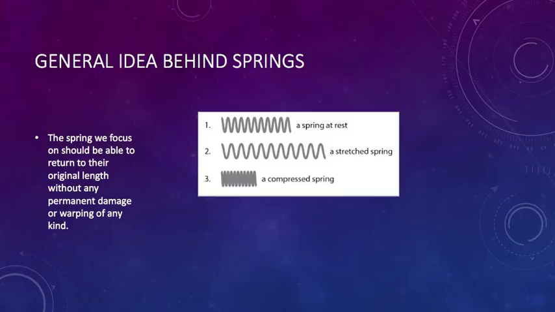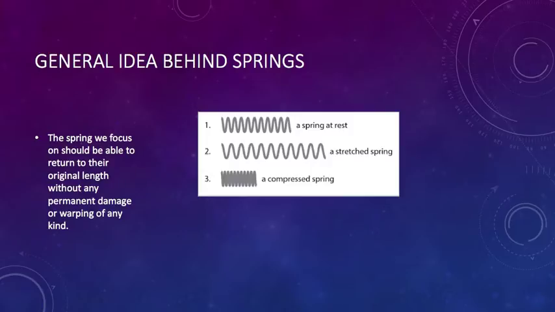As noticed on the diagram to the right, the first spring is at rest. This is also known as equilibrium. This is usually considered to be the initial or natural length of the spring due to the fact there are no forces acting upon the spring at the current moment. The second spring is being stretched by an outside force or influence.